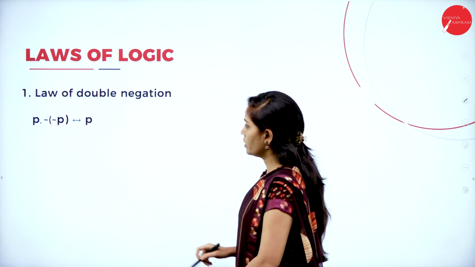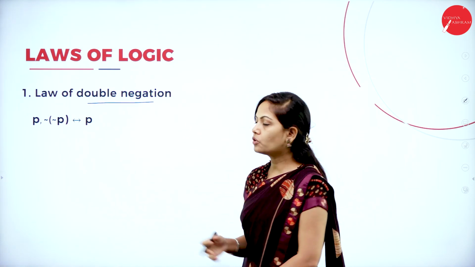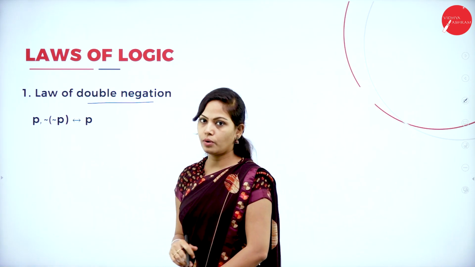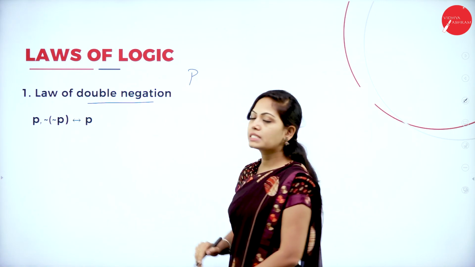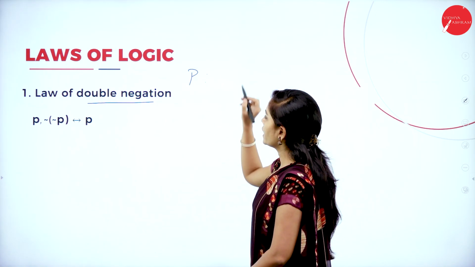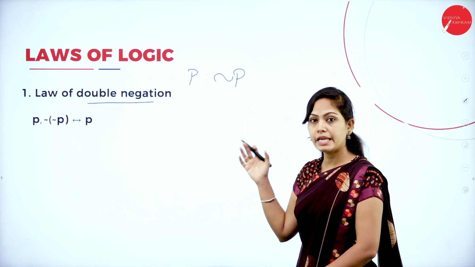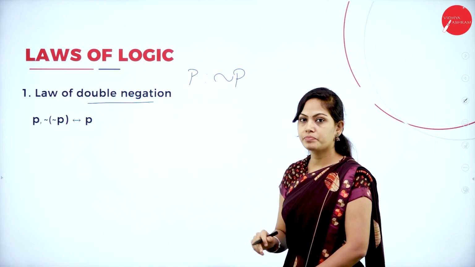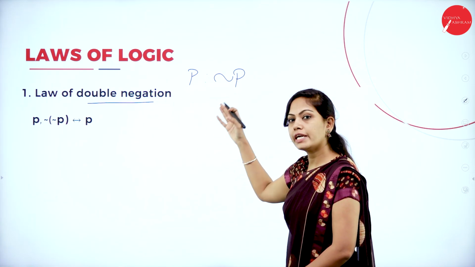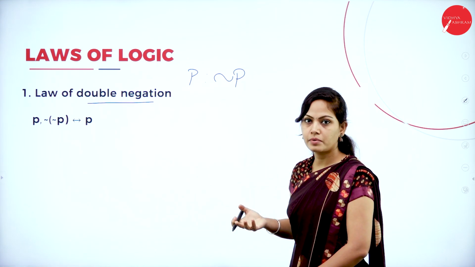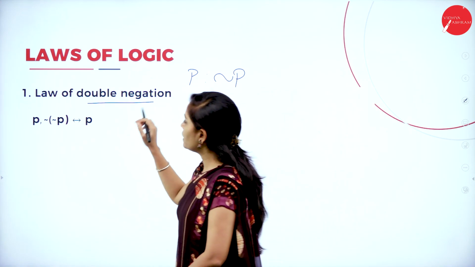So first law is law of double negation. You can also call this involution law. Laws of double negation. So if my statement is P, what is the negation of this P? Right? It is the negation of this statement P. So example, today is a Sunday. So what is the negation of this? Today is not a Sunday. Right? So here I am using this concept in involution law, double negation.